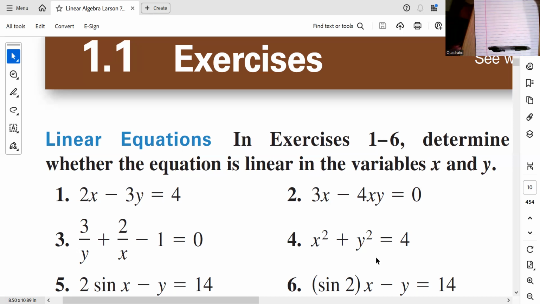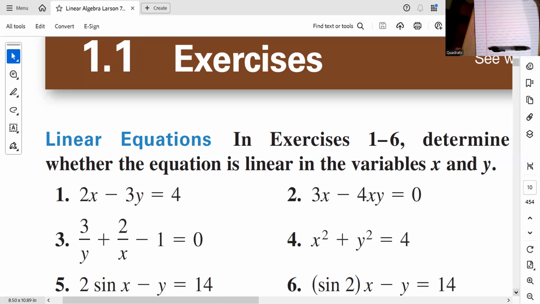Now, let's look at number 6. Number 6, sine 2x minus y equals 14. So right away, you might have a reaction: hey, sine is a nonlinear function. But this doesn't matter because this is not sine x, it's sine 2. Sine 2 is just a constant. So it's just a constant times x, and a constant times y equals some other constant. And therefore 6 is linear. So we have 2 is nonlinear, 4 is nonlinear, and 6 is linear.